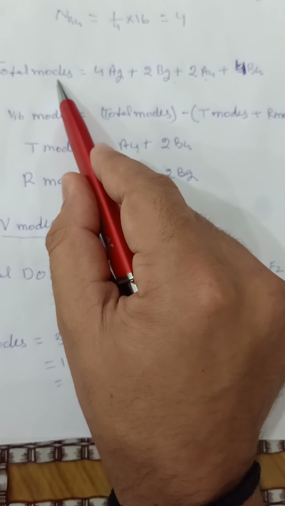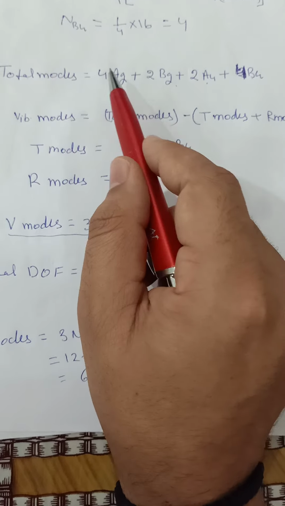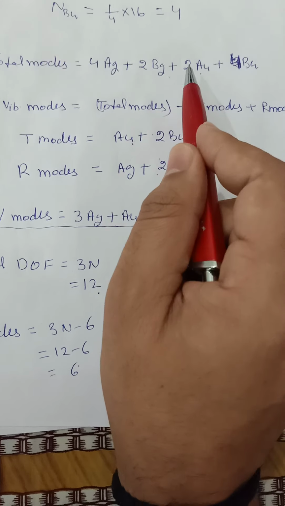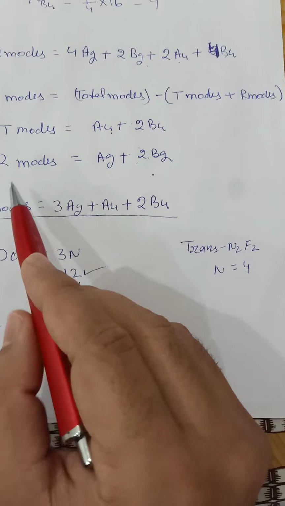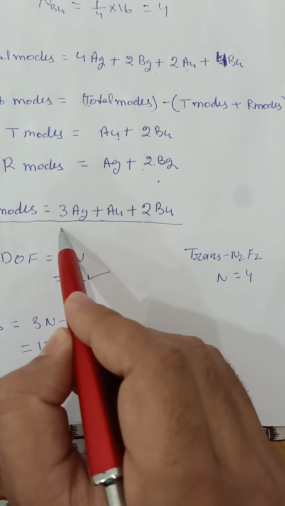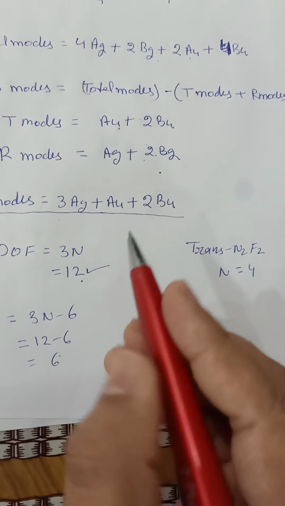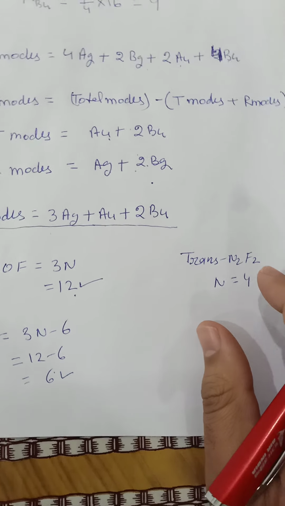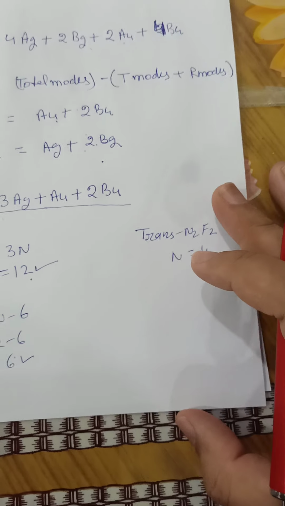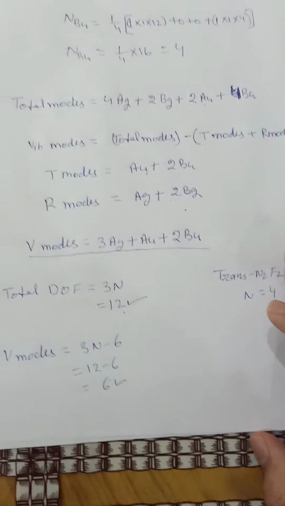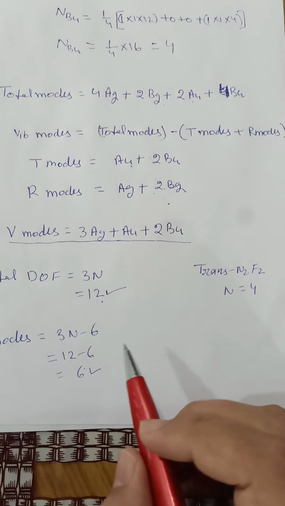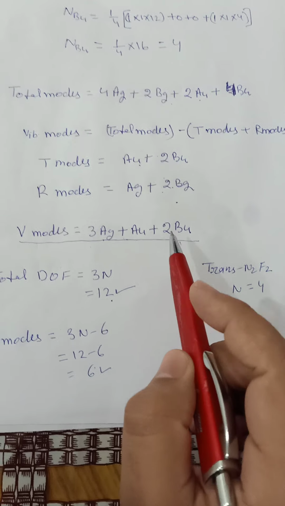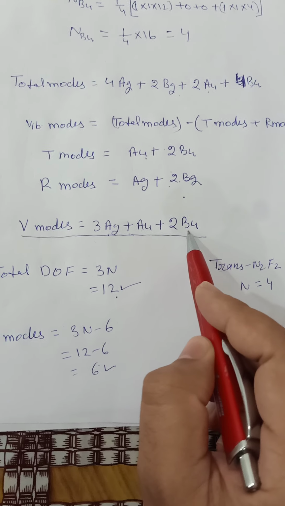Total modes represent total degrees of freedom. If you see, 4 plus 2 is 6, plus 2 is 8, plus 4 is 12. So 12 here. If you see vibrational modes, 3 plus 1 is 4, plus 2 is 6 vibrational modes. So our answer is correct up to here. Now what we have to find out is which of these is Raman active and which one is IR active.